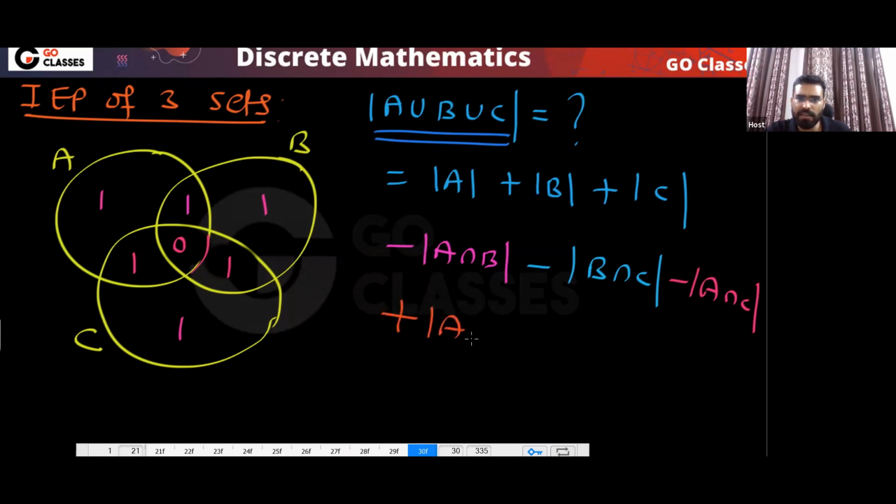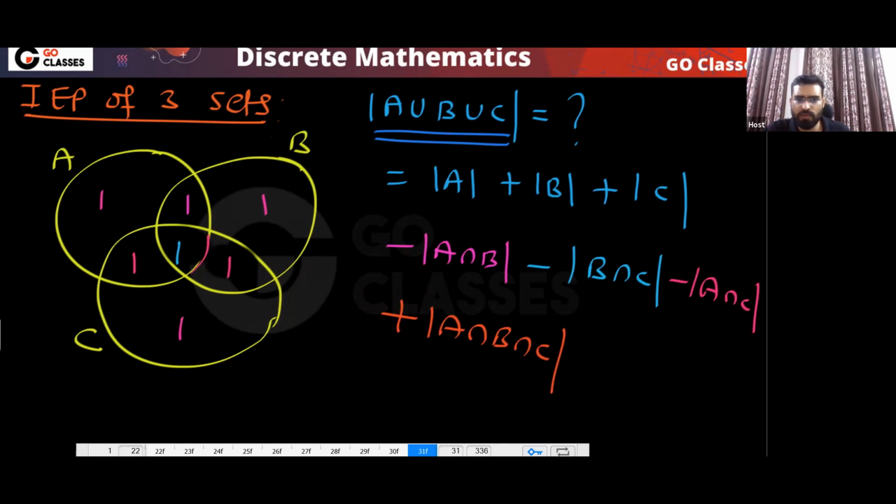So I will add A intersection B intersection C. This area I will add. So this is your formula. Now everything has been counted. Now there is no problem. Is this clear to everyone? What we have done, is this clear?